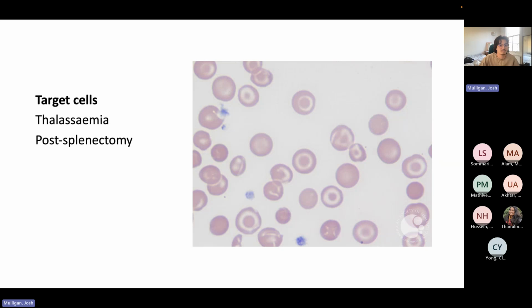The reason I remember that these turn up after a splenectomy, or with any disorder of the spleen, is that the spleen is often the organ that filters out defective red blood cells. So target cells are one of those that don't get filtered out properly.